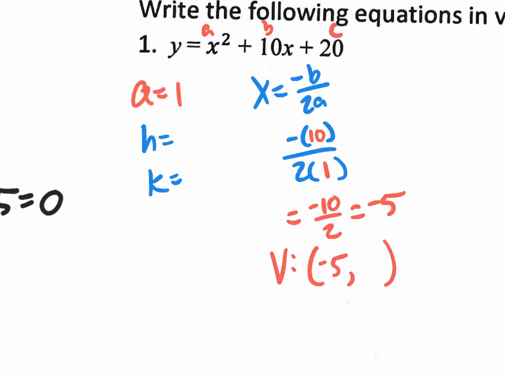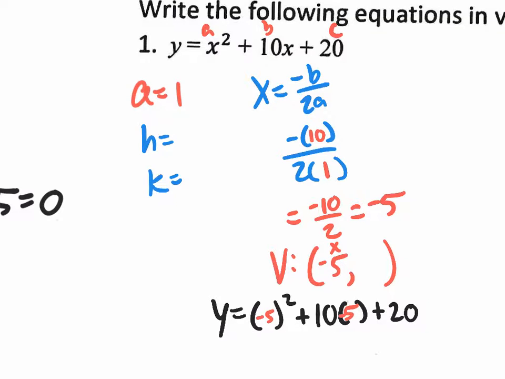Now we still need the Y value. So how do I find the Y value? Thank you very much. Plug it back in. So I want to rewrite my function y equals x squared plus 10x plus 20. Notice that I put parentheses instead of x. Why is that? Because I want to plug in this x value of negative 5.